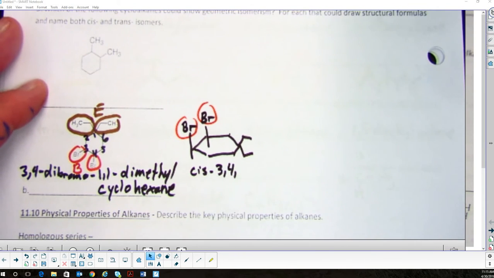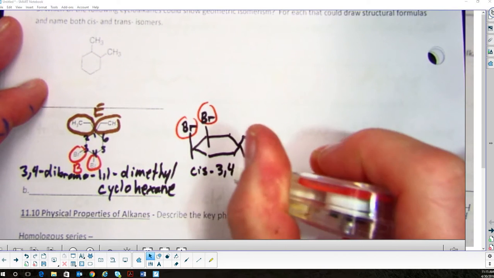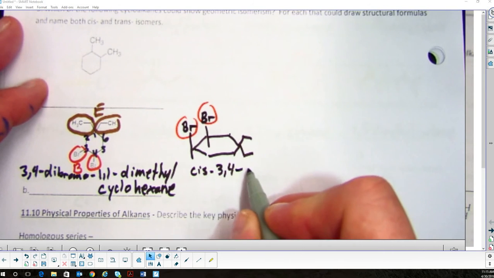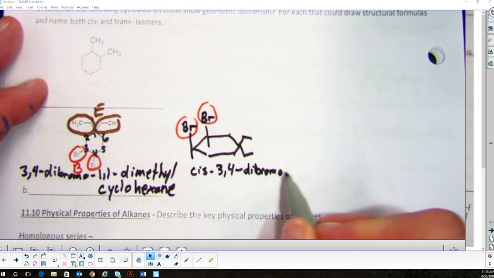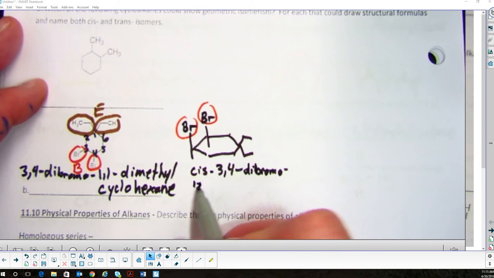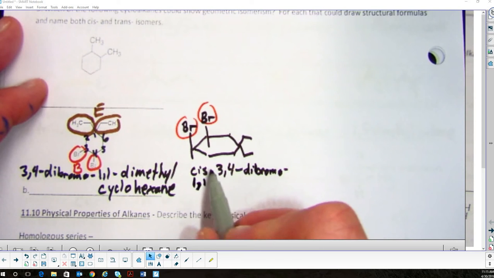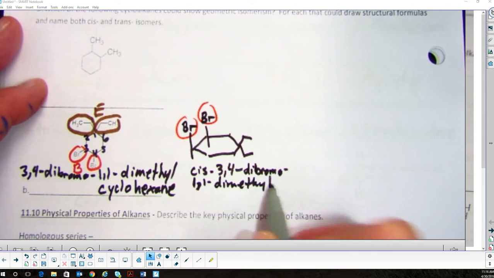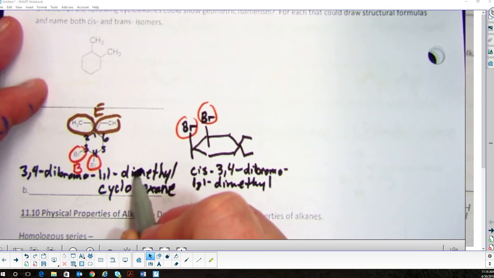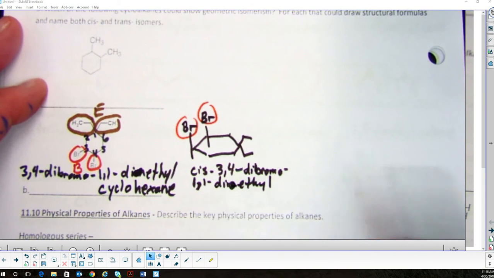Whoops, that shouldn't be a comma, that should be a hyphen. Dibromo dash 1, comma 1, dimethyl, diethyl. Oh, you guys, I screwed up there. Thank you for catching that. Diethyl. It should be diethyl on both of them.